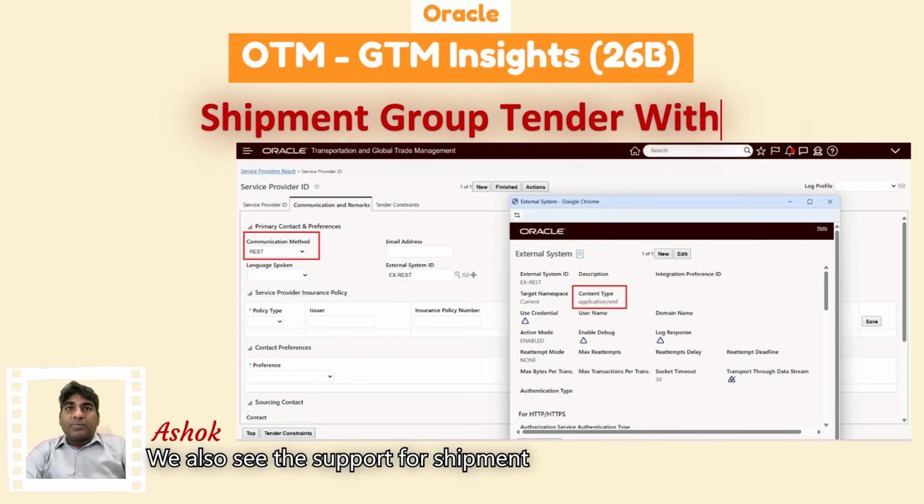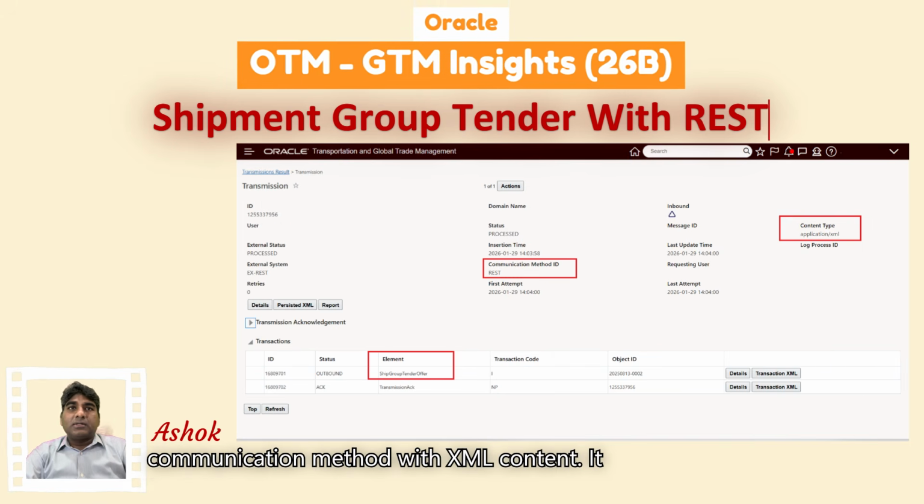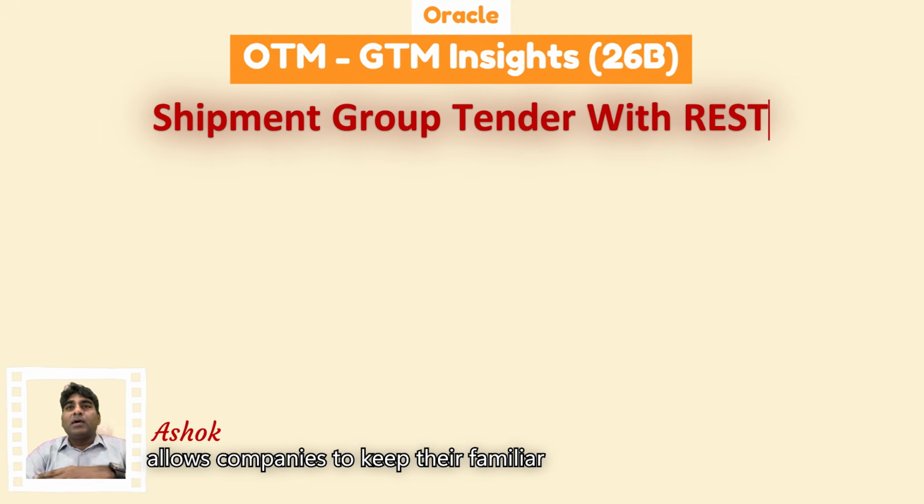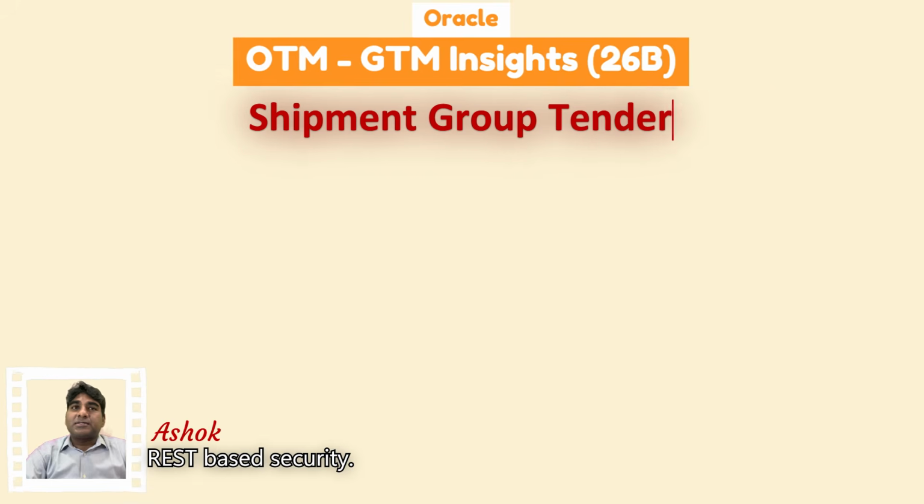We also see the support for shipment group tenders using the REST communication method with XML content. It allows companies to keep their familiar XML formats while upgrading to modern REST based security.